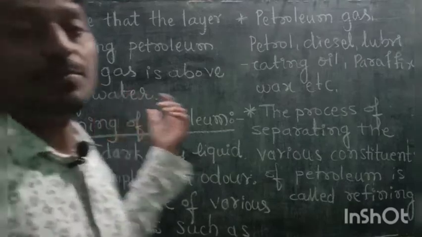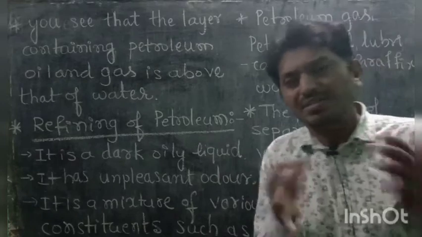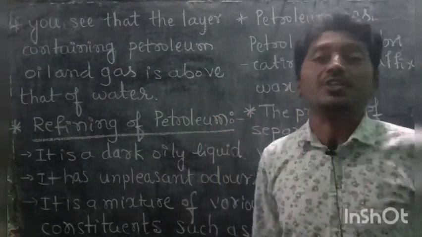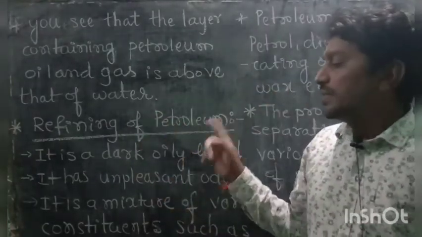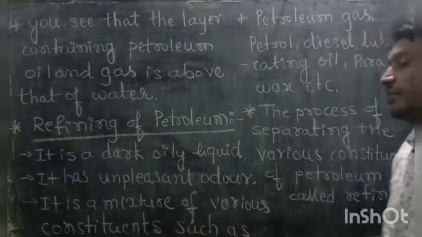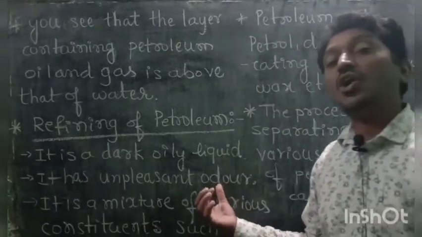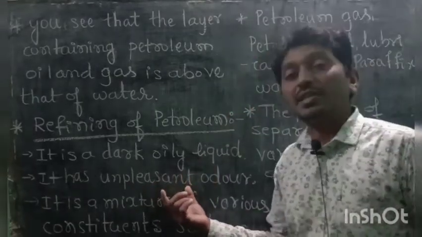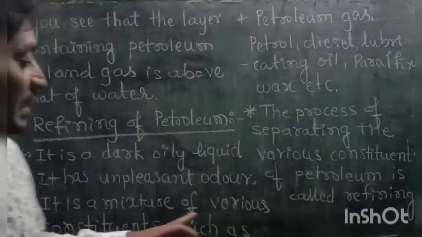Then the next important point is refining of petroleum. What is refining? Refining means making a purification. So how does it take place? Firstly, petroleum is a dark oily liquid, and it also has an unpleasant odor. Odor means it has an unpleasant smell. And also it's a mixture of many constituent particles.